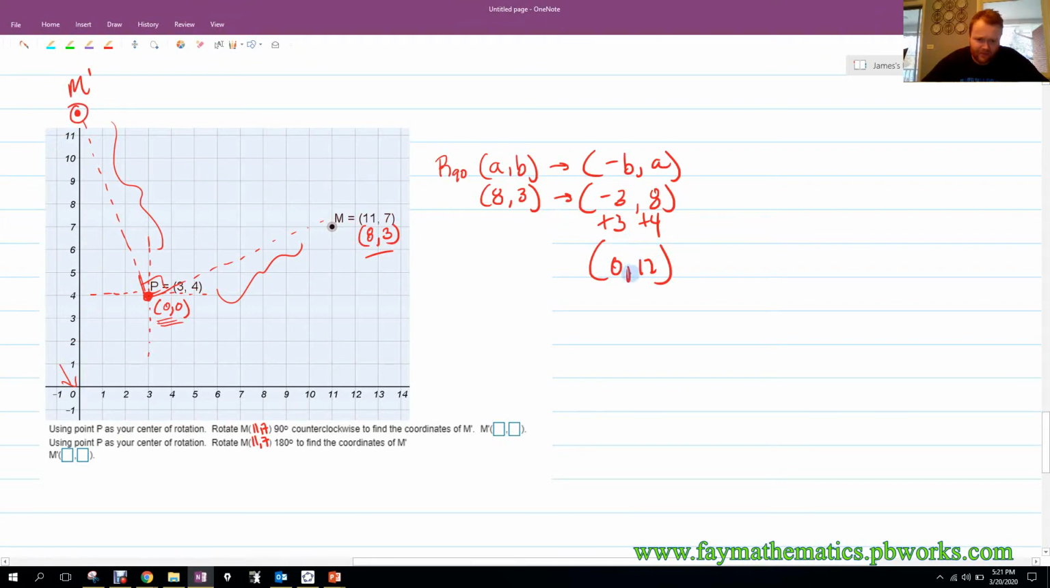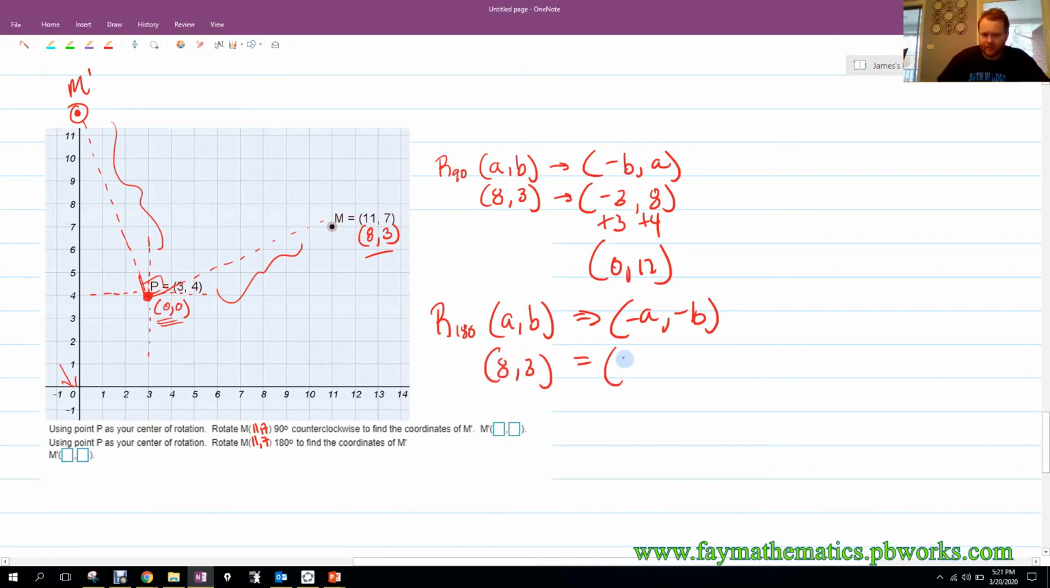Okay. It says do the same thing but rotate 180 degrees. So rotating 180 degrees is going to be, if I have A comma B, it simply turns into -A, -B. So again, I'm starting with 8, 3. I'm going to make it -8, -3. Then we're going to add that 3 back in, and then add the 4 back in. So now -5, 1.